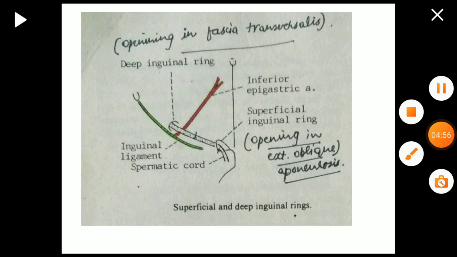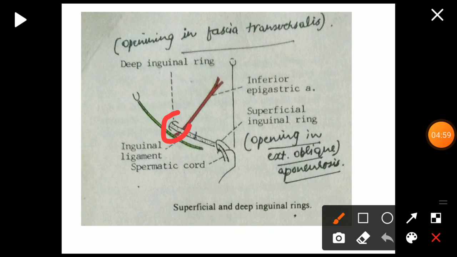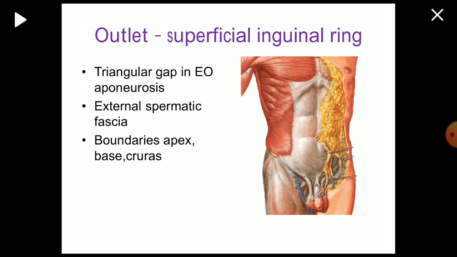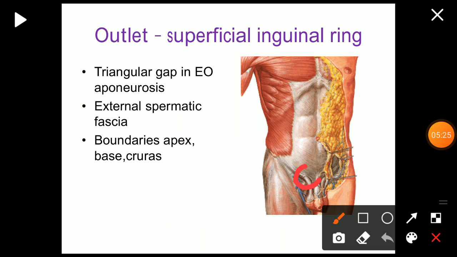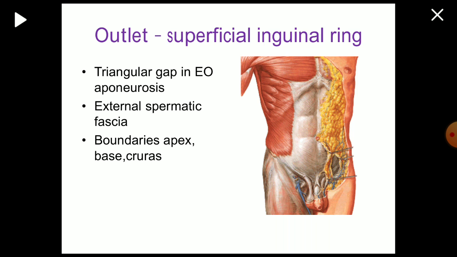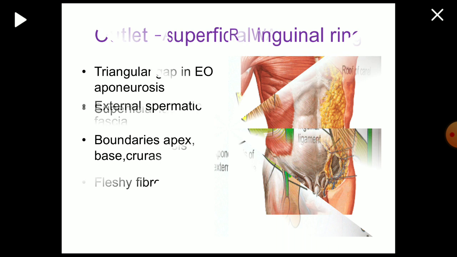So in this diagram you can see a schematic diagram showing the deep inguinal ring, that is the opening in fascia transversalis, and this triangular shape is the opening in external oblique aponeurosis, and these two form the inguinal ligament. We'll see the outlet or the superficial inguinal ring. If you carefully observe this diagram, this is the superficial inguinal ring. It is a triangular gap in external oblique aponeurosis. It has an apex, base and two crura.